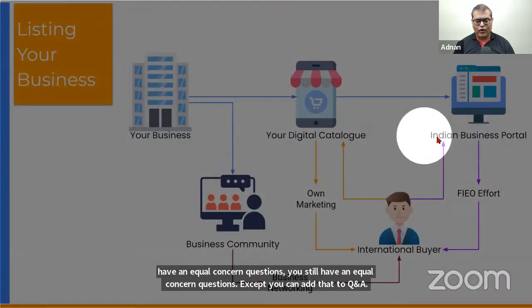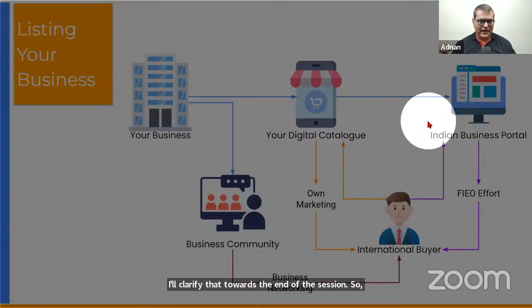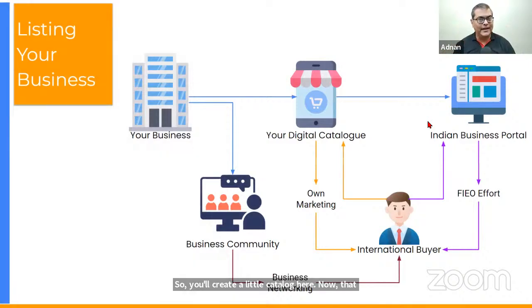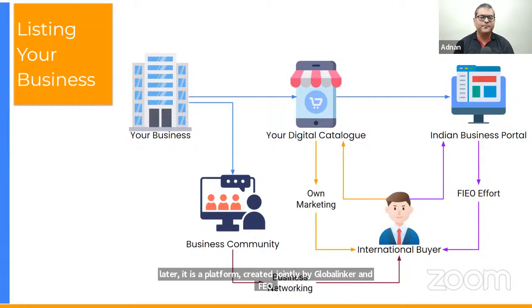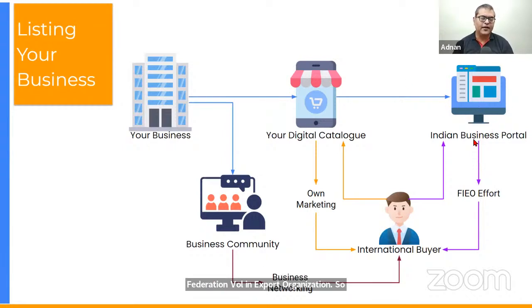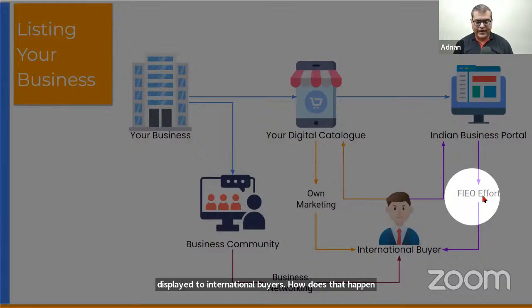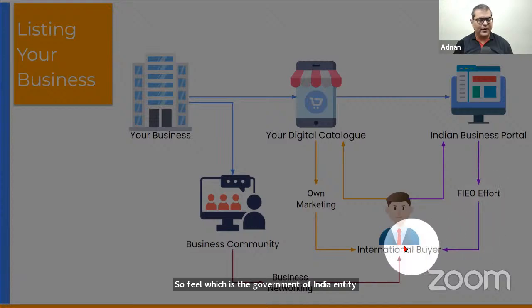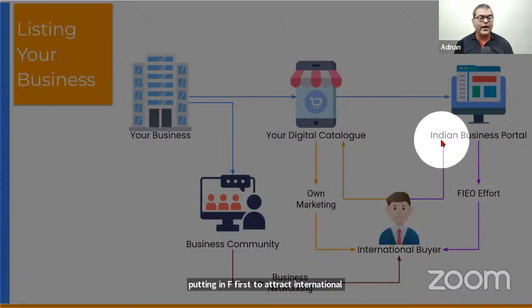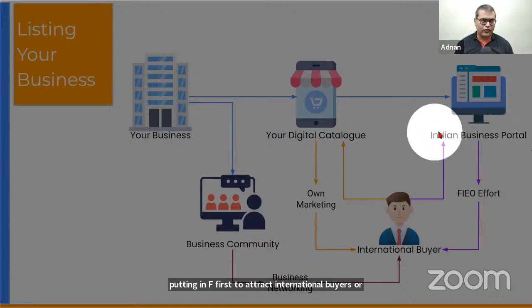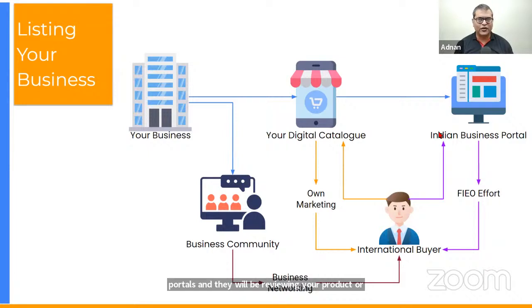Now that digital catalog or website will get connected to a platform called Indian Business Portal. I'll be explaining about that platform a little later. It is a platform created jointly by GlobalLinker and FIEO, Federation of Indian Export Organisations. So it will start appearing here. Now, how does it help your business, right? With the Indian Business Portal, your products will be displayed to international buyers. How does that happen? FIEO, which is a Government of India entity, will be putting in efforts to attract international buyers. International buyers will be coming to the Indian Business Portal, reviewing your product or service offering, and then interacting or doing business with you.